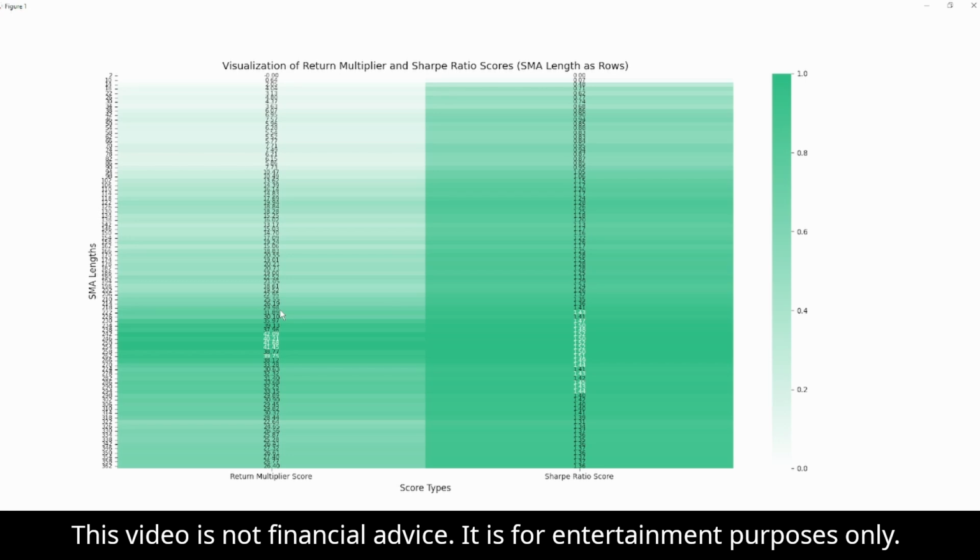We want at the very least 100 trades, but ideally we would like to have hundreds and even thousands of trades. So what I did is I selected the 250 length. Let's go and explore the results together.